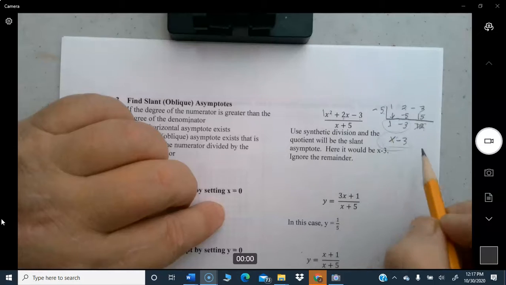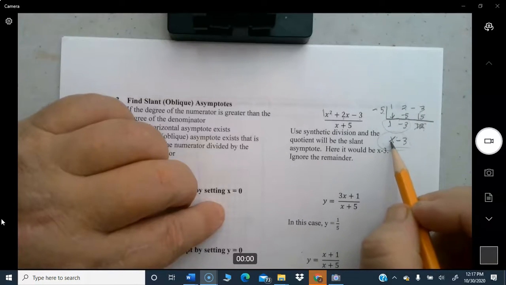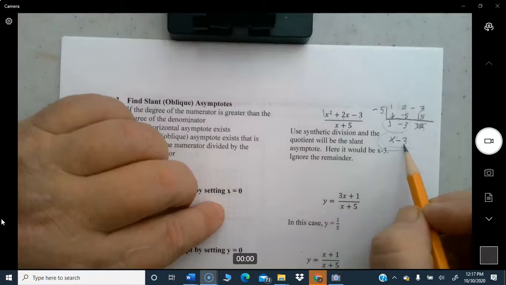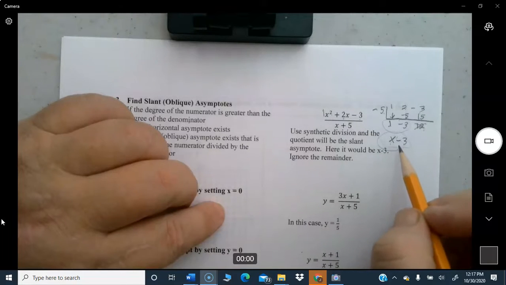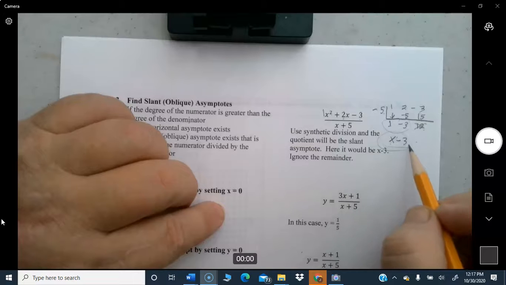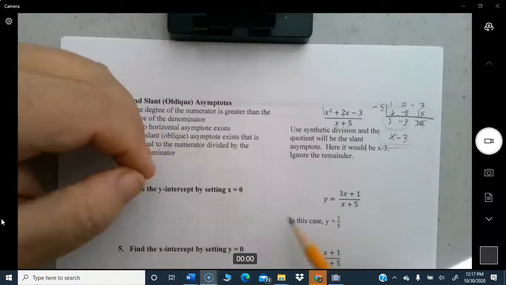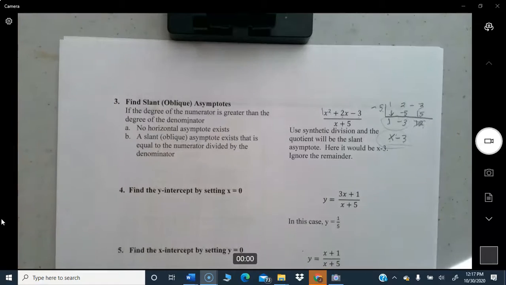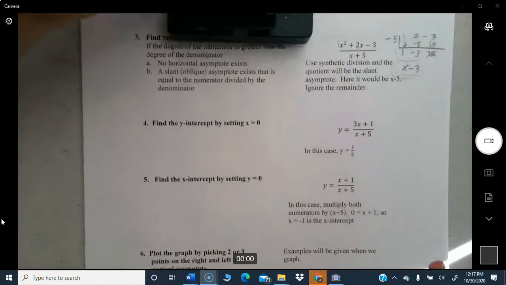So that is actually going to be the slant asymptote. And if you plotted that, if x equals 0, this would equal negative 3. If x equals 1, this would equal negative 2. If x equaled 3, this would equal 0. And so you could just plot that line. And what you're going to end up with is a sloped line. That's why it's called a slant asymptote. Okay, we're not going to deal with those in this lesson today, though. But that's how you do them.